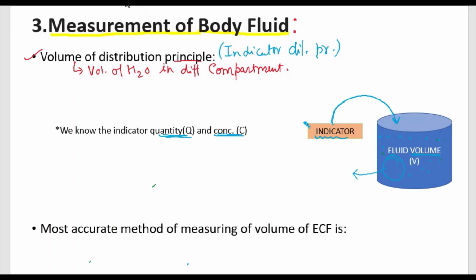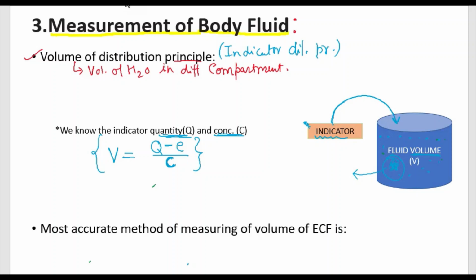So here we also have a formula. V, the fluid volume, is equal to Q, the quantity of indicator, minus E, divided by C. If the indicator gets lost or metabolized inside the compartment, that is regarded as minus E. Here C is the concentration of indicator. By using this formula we can measure the volume of fluid, and here we depend on the concentration of indicator that is present here.